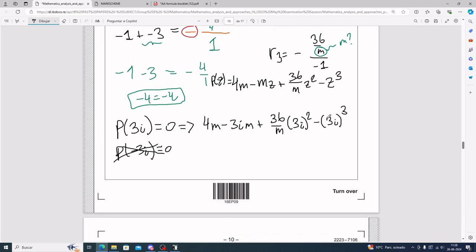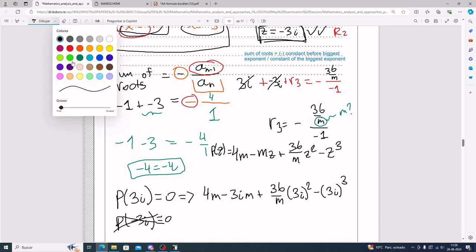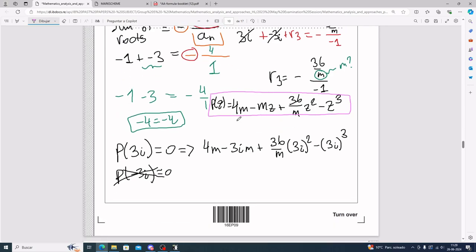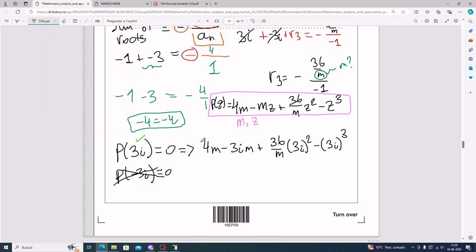And so yes, this looks pretty terrifying, but there is something interesting that just happened. So in the original one, which I am now putting in pink, how many variables did you have? Technically, you had the variable m and you had the variable z. So you had two variables, which is annoying. But now that you plugged in 3i, how many variables do you have? You actually only have m.